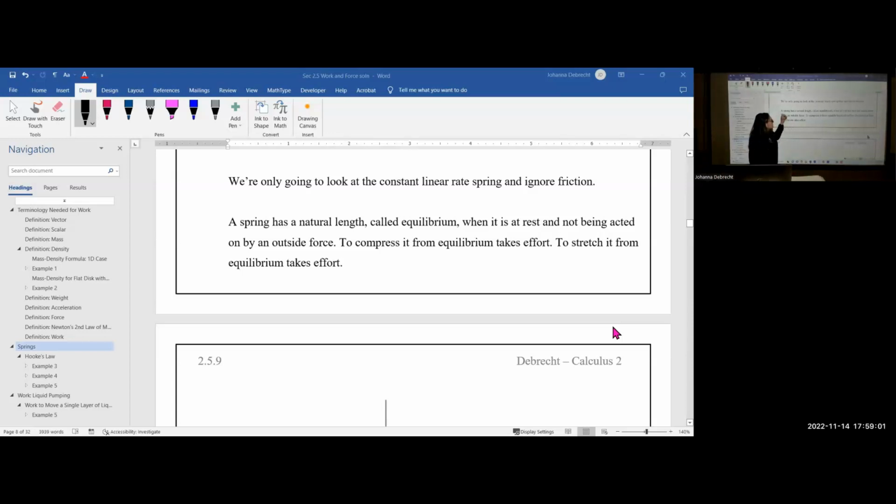So when we're talking about a spring, any kind of spring, like a slinky, it has a natural length called equilibrium. Now that's when it's at rest, all right? So it's not being pulled and it's not being compressed. It's just sitting there at its natural length, and that's called equilibrium. If you want to compress it, it's going to take some force to push it together. If you want to stretch it, it's going to take force to pull it out. There's no force required to sit it at equilibrium.